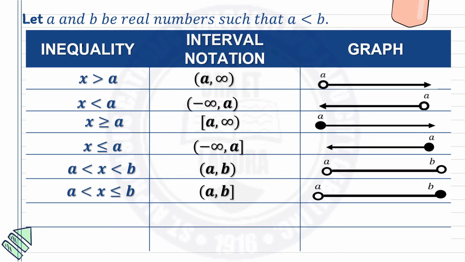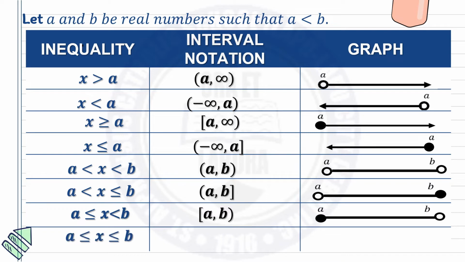This is the interval notation, and the graph will look like this. Between A and B, including B. Next, X is greater than or equal to A but less than B. You have this interval notation. Then you have the graph which shows the answers from A to B, including A. And lastly, X is greater than or equal to A but less than or equal to B. This is your interval notation. So from A to B, including A and B.